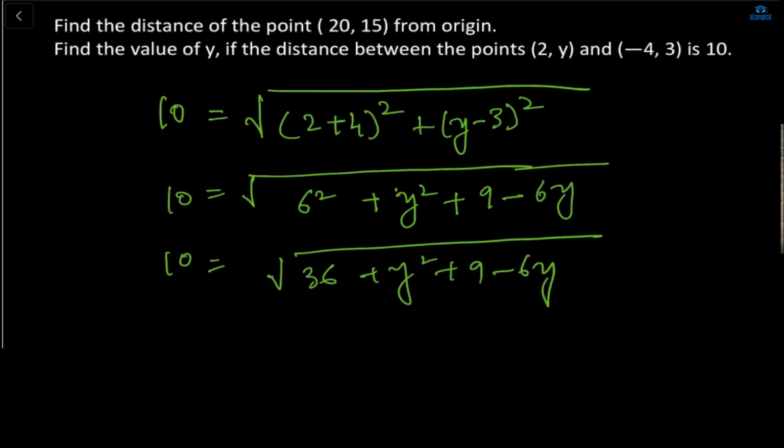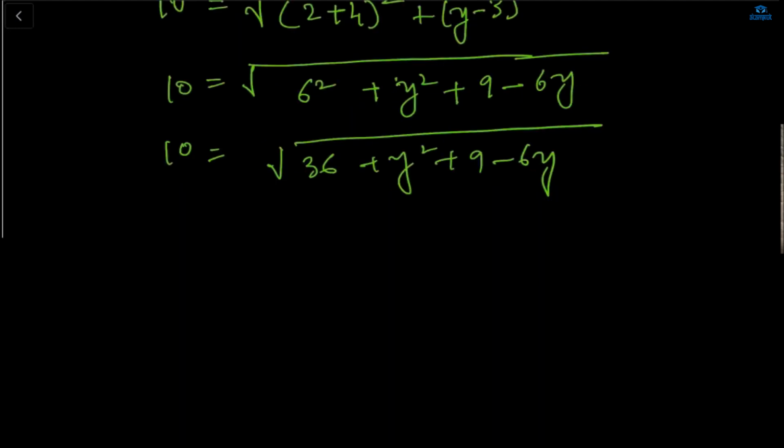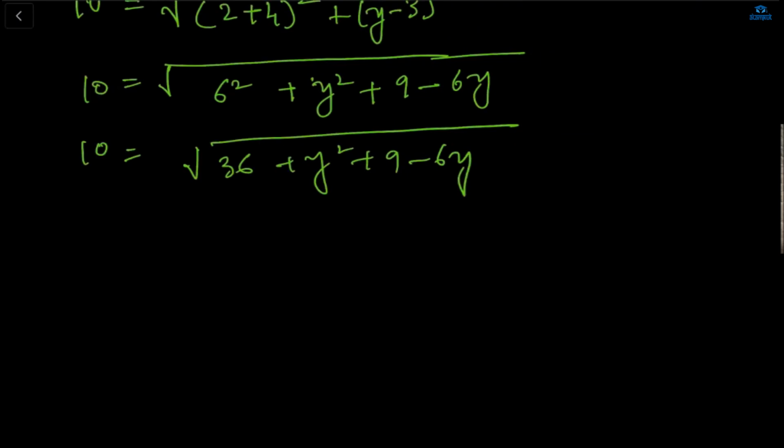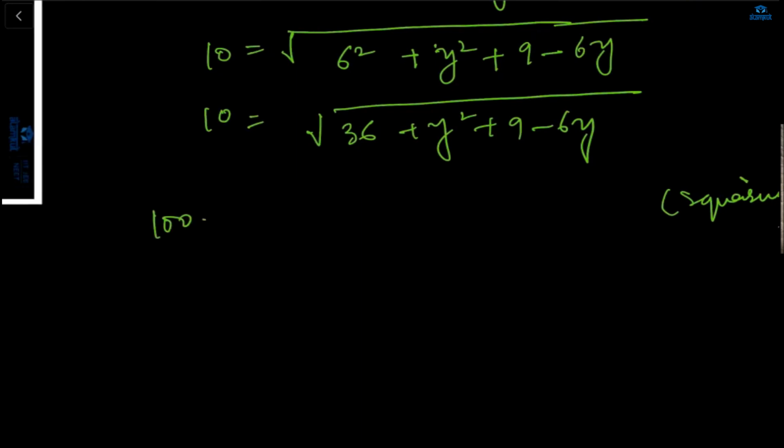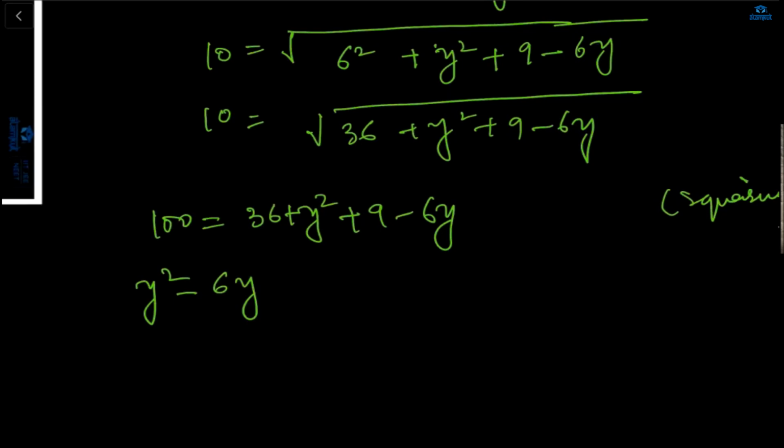Now you can remove the root from here by squaring both sides. When you square both sides, what will you get? 10 square will be 100, equal to 36 plus y square plus 9 minus 6y. So all the y terms on one side: y square minus 6y, and this will be 36 plus 9 minus 100. So what will we get? We'll get minus 55 equal to 0.